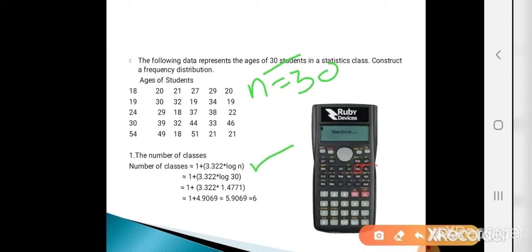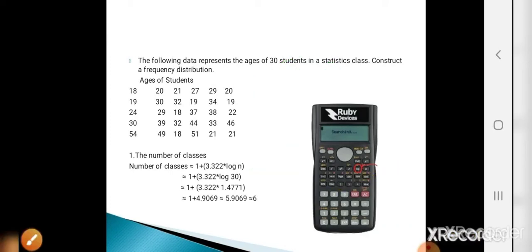First calculate log 30. In the calculator, use the function log and then write down the value 30. So log 30 is equal to 1.4771. After that, multiply 3.322 into 1.4771. We will get the value 4.9069. Then 1 plus that value is nothing but 5.9069, which is approximately equal to 6. So number of classes is equal to 6.